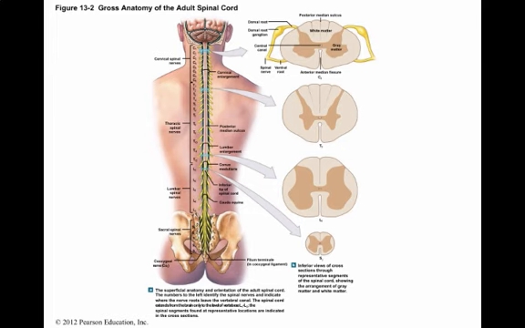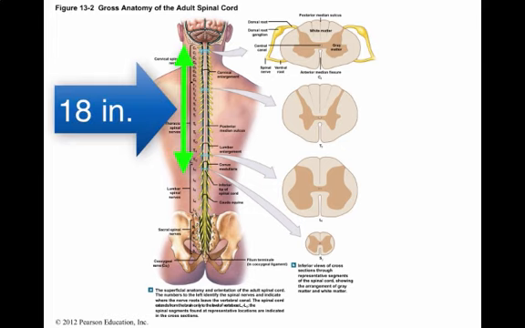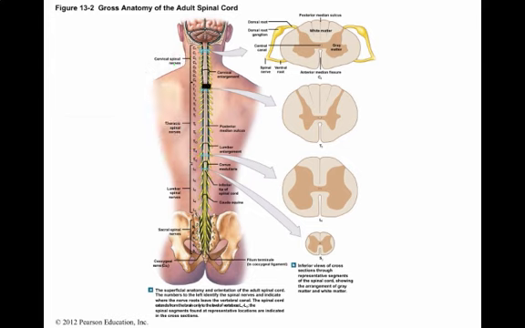The adult spinal cord measures about 18 inches or 45 centimeters in length and has a maximum width of about a half inch or 14 millimeters. The cord itself is not as long as the entire spine, and the cord ends at about the levels of the L1 and L2 vertebrae.